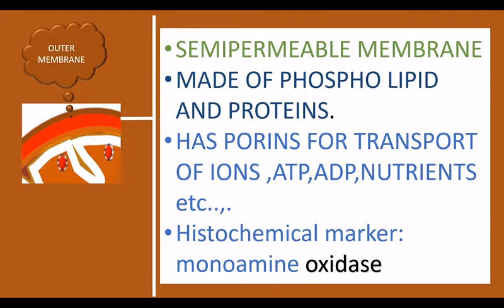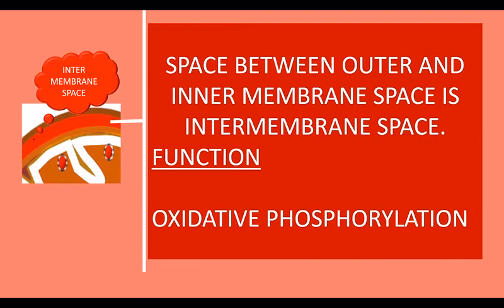And now we can see about the intermembrane space. The space between the outer and inner membrane is known as the intermembrane space. So here the hydrogen is stored and creates a gradient, and its function is oxidative phosphorylation and the electron transport chain. That is, it acts as the helper.